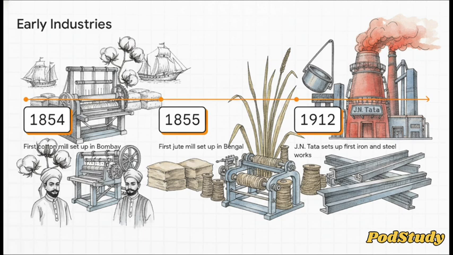देखो, 1854 में पहली cotton mill Bombay में set up हुई. Next year, 1855, the first jute mill opened in Bengal. And then in 1912, the legendary J.N. Tata set up the very first iron and steel works in Jamshedpur.